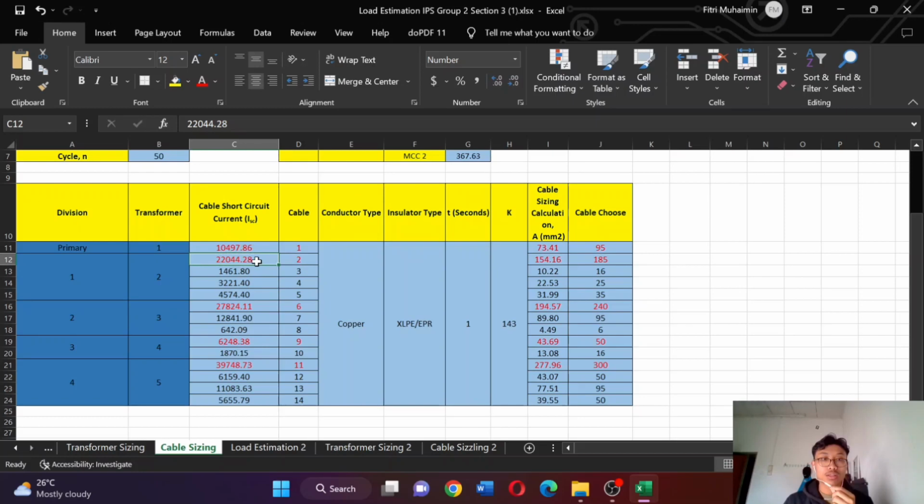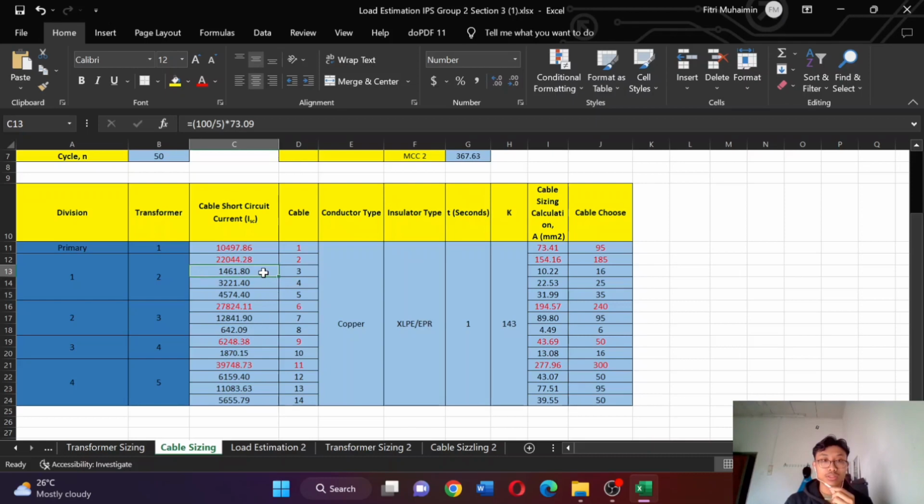The short circuit current is 22044.28, and the A we get is 154.16. So we choose the cable size 185 mm. The red one is transformer. The black one is for the motor cable.